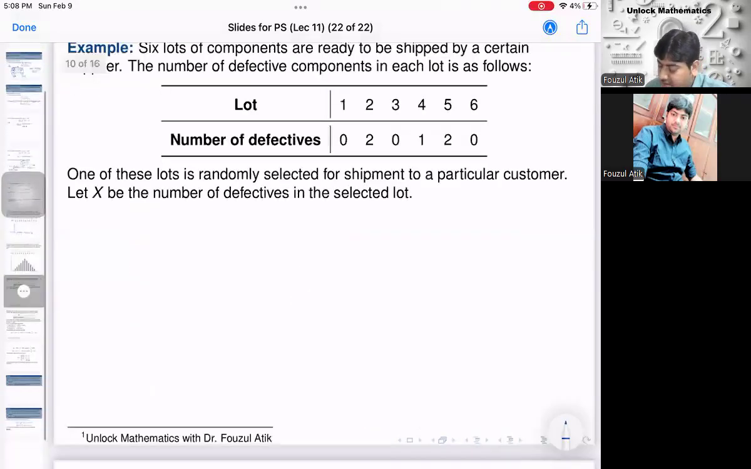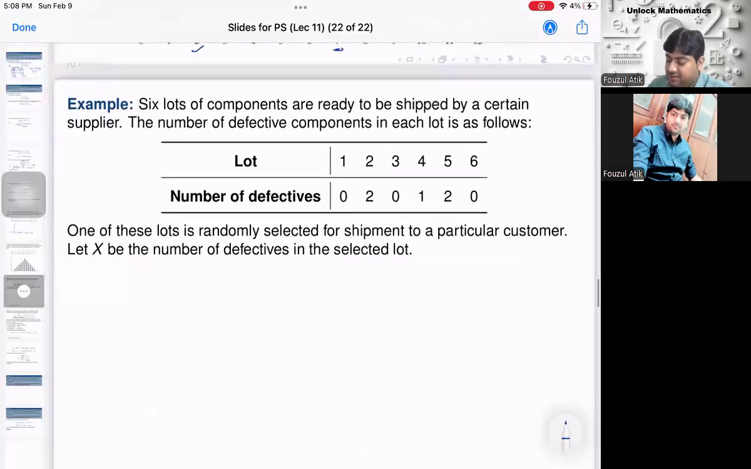Next, look at this example. We'll try to find the probability mass function of this event. Just read the questions carefully. Read the situations carefully. 6 lots of components are ready to be shipped by a certain supplier.